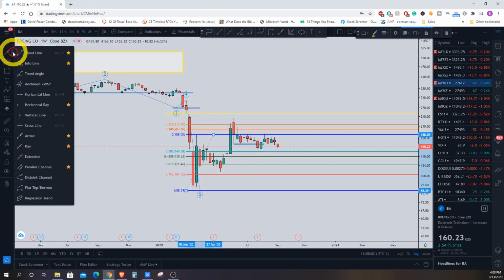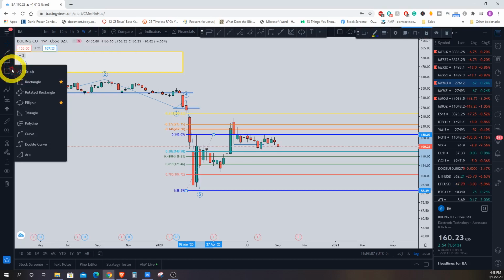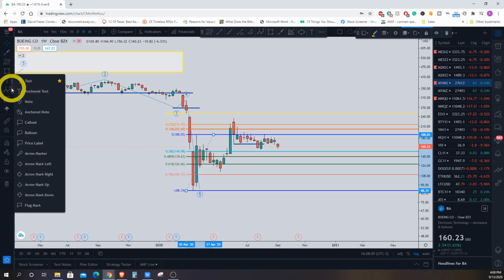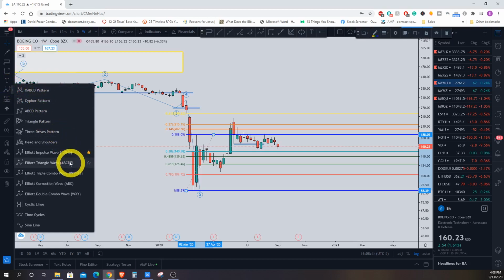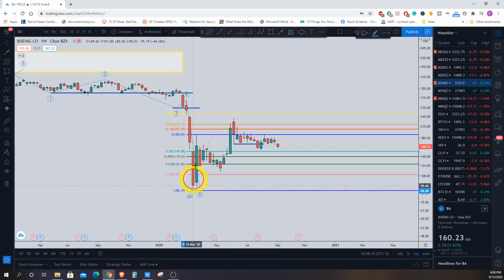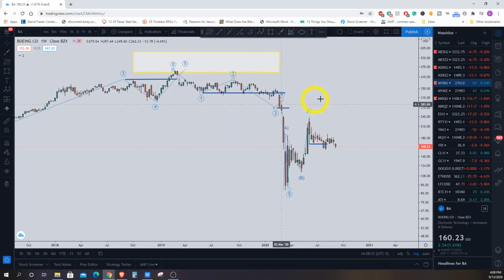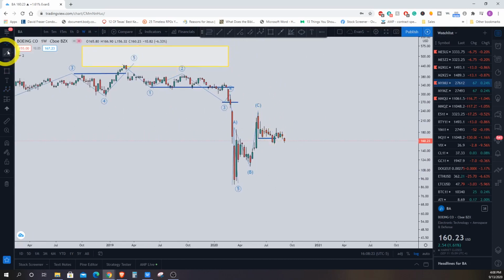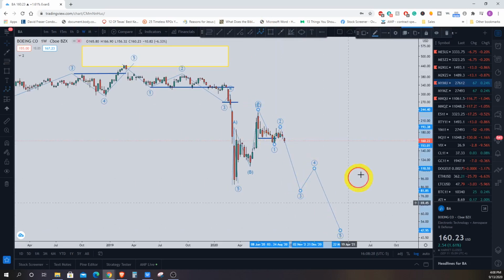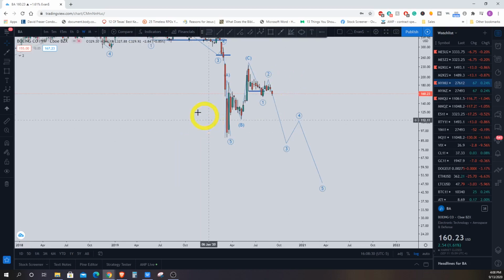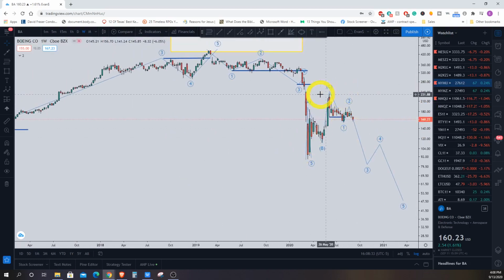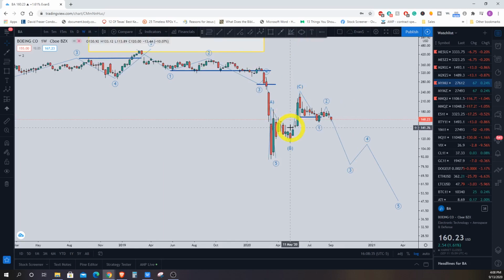Actually, let's look for it right here. Where is it? It's one of these. That's not it. That's not it. This is it. All right, where's the A, B, C? Yeah. So was this the A, B, C correction pattern right here? And then from here, are we now creating another 0, 1, 2, 3, 4, 5, something like that? Not saying that's what it is, but it is just something interesting to note and to look out for.